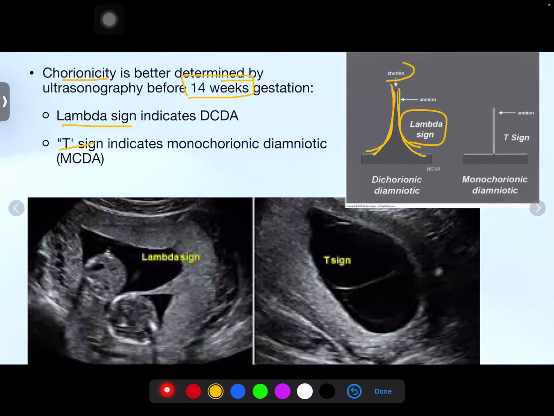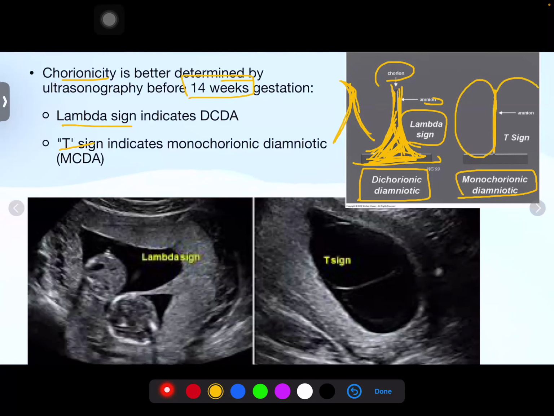If you see this, chorion, amnion, and then here would be the placenta. So this is a lambda-like sign, you know, lambda sign like this. This is the thick membrane between the twins, and it is diagnostic for dichorionic diamniotic. And what happens in monochorionic diamniotic? It is just a thin straight line between the amniotic cavities. Like this, these are the two amnions and just a thin line.